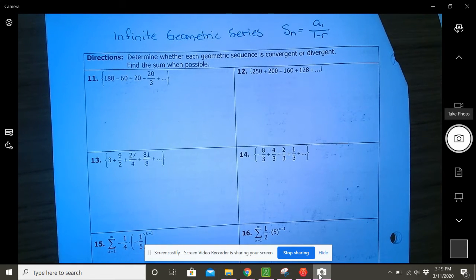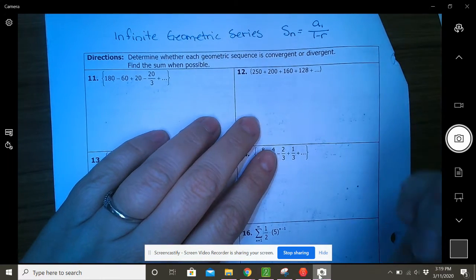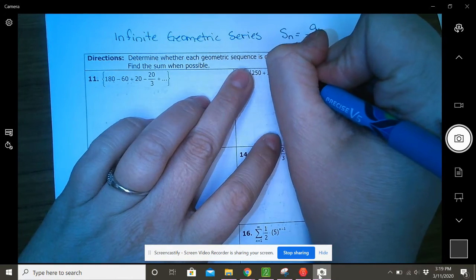Alright guys, in this video I'm just doing a little bit of practice for the infinite geometric series. So I've got my formula ready. Alright, and the first thing you want to do when you're working on these is to figure out, is it a convergent series or a divergent series?